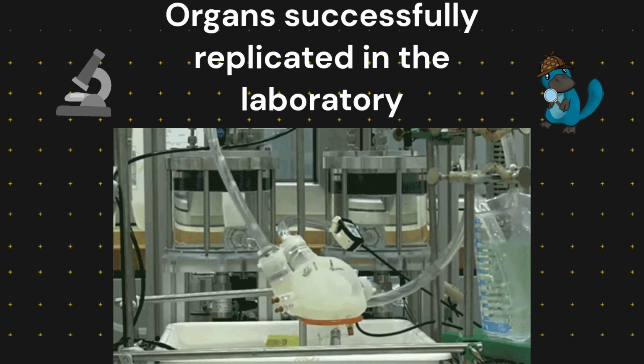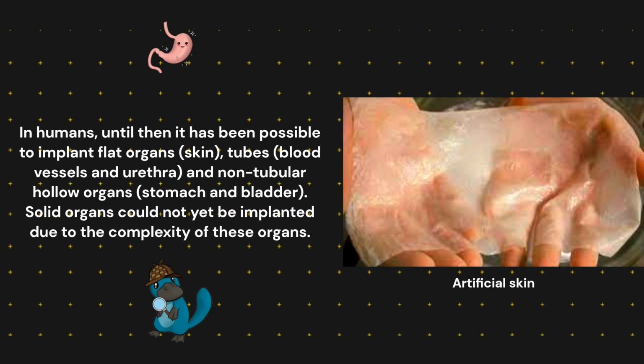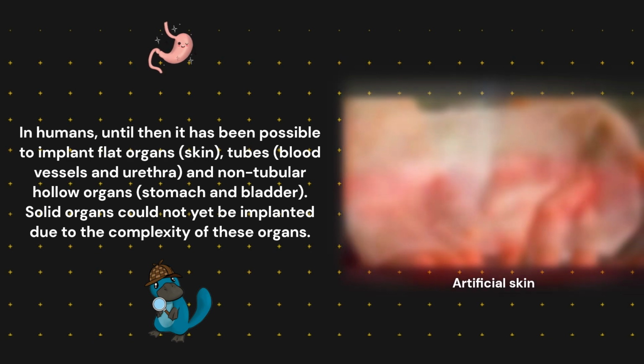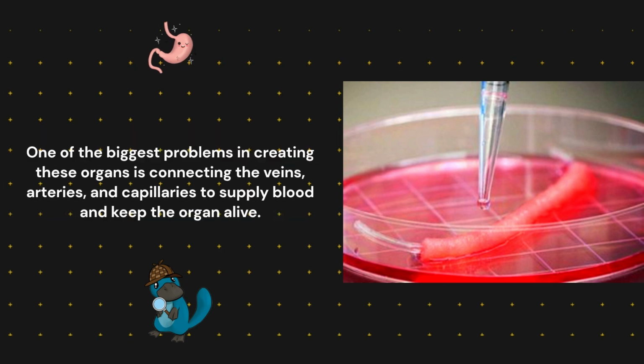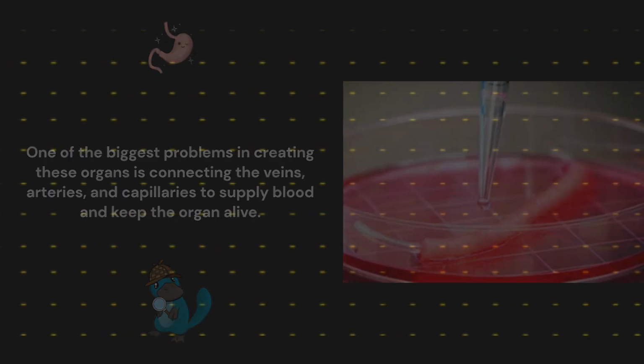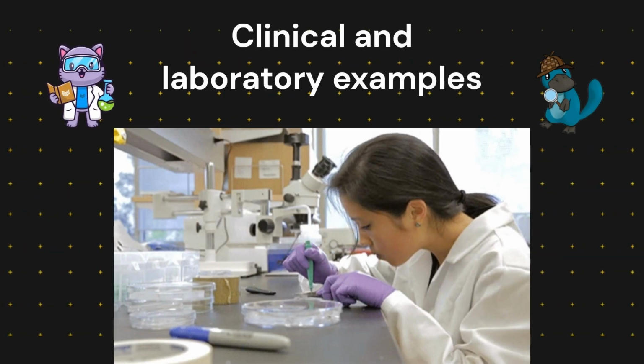Organs successfully replicated in the laboratory. In humans, until then it has been possible to implant flat organs, skin, tubes, blood vessels and urethra, and non-tubular hollow organs, stomach and bladder. Solid organs could not yet be implanted due to the complexity of these organs. One of the biggest problems in creating these organs is connecting the veins, arteries, and capillaries to supply blood and keep the organ alive.